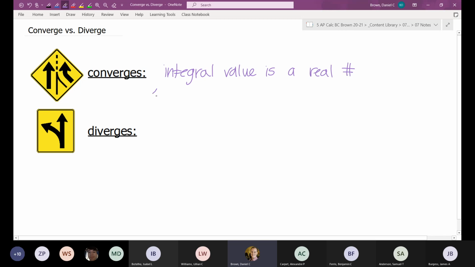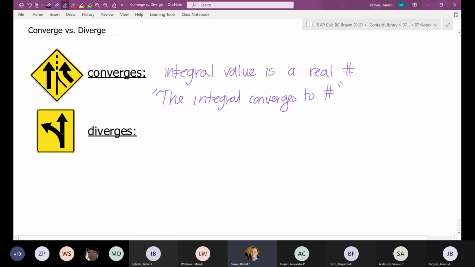Your answer to something that converges will be something like, the integral converges to, and then some number. That's basically what we've been looking at before with definite integrals. We know we find the antiderivative, plug in the top minus the bottom. It gives us a number, so in many ways those are converging to that number.